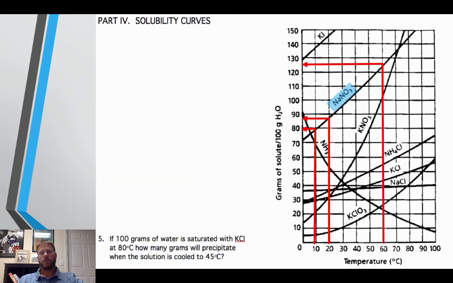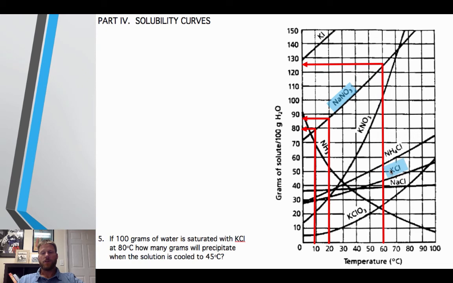The last question asks, if you have 100 grams of water and it's saturated with KCl at 80 degrees Celsius, how much solid will precipitate when the solution is cooled to 45 degrees Celsius? So if it's cooled, the solubility of the solute decreases, so some of it will come out of solution. So we just have to read the amount of solid that will dissolve at these temperatures and then find the difference. So I'm going to look at KCl this time, different graph.